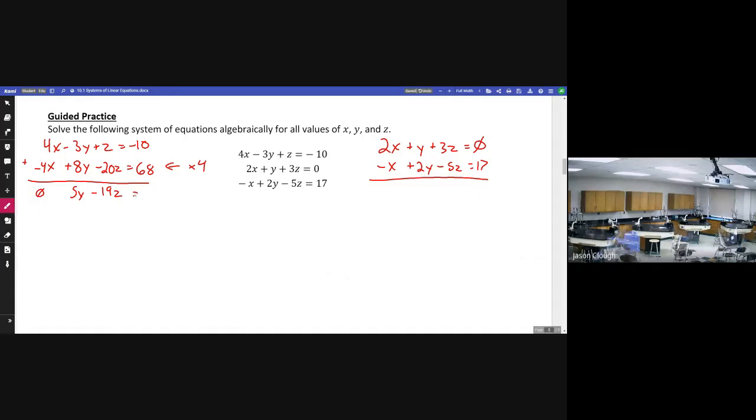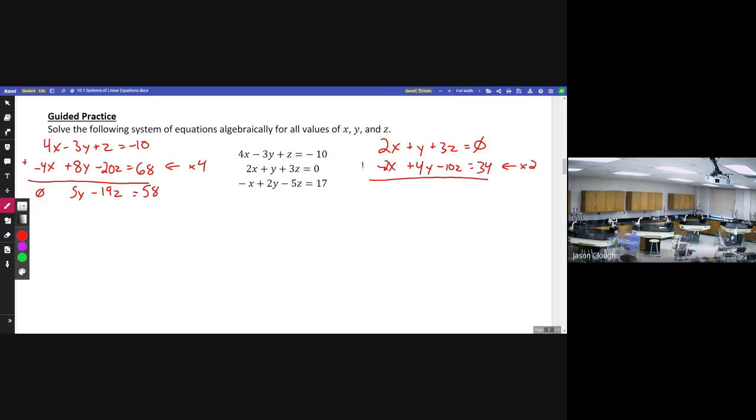And then negative 10 plus 68 is going to be 58. Over in the second pair, I'm going to do the same thing. I have to get rid of the x, so this second line has to be multiplied by 2. So this becomes negative 2x. The 2y is now going to become 4y. The 5 is going to become 10. And the 17 is going to become 34.